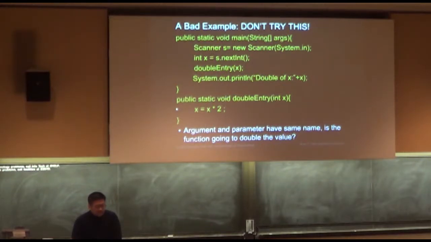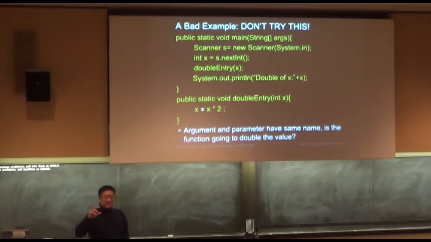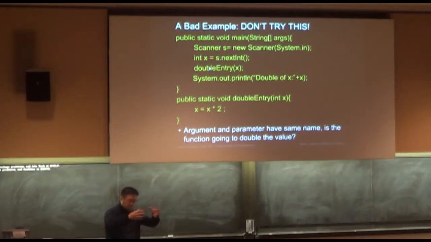So the only way that something can happen in this method that can affect anything inside the main method, or the method that calls the double entry method, is for double entry to return an output, have that output be assigned to a variable. So the only way to have anything happen here is to change double entry to return an integer. And then say int y is equal to double entry, or assign the output of double entry to a variable, and then use that new variable for whatever you're doing.